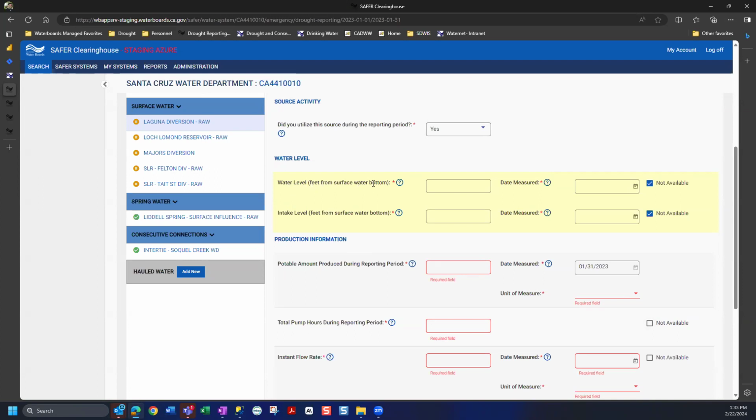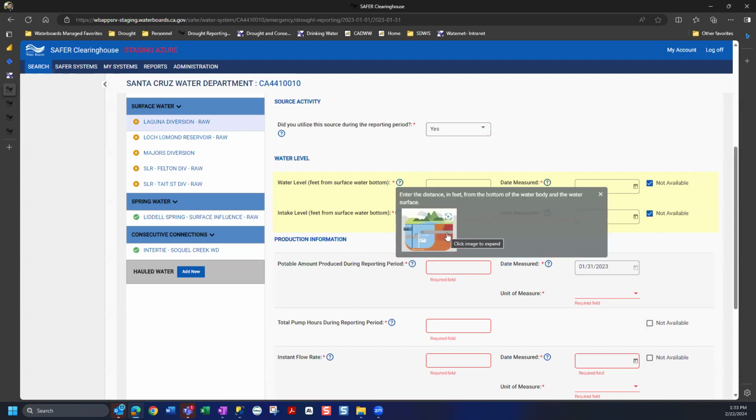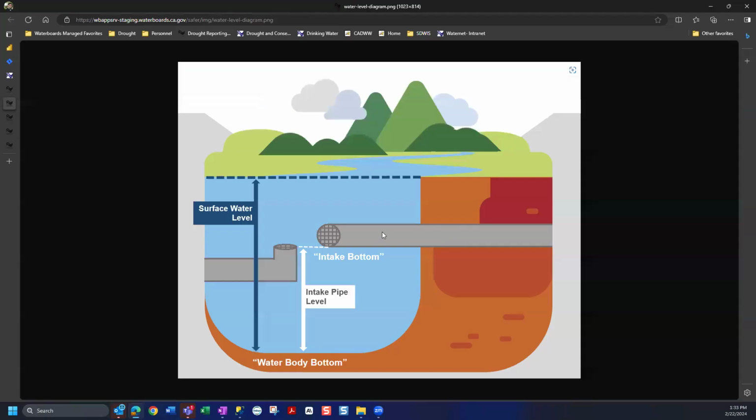We have this feet from surface water bottom and the intake level feet from surface water bottom. Well, in this help tip right here, we also have included a diagram. In this diagram, created by one of our staff, we have the surface water level. This is the water level. So this is the distance between the surface water level and the water body bottom, down here at the bottom.